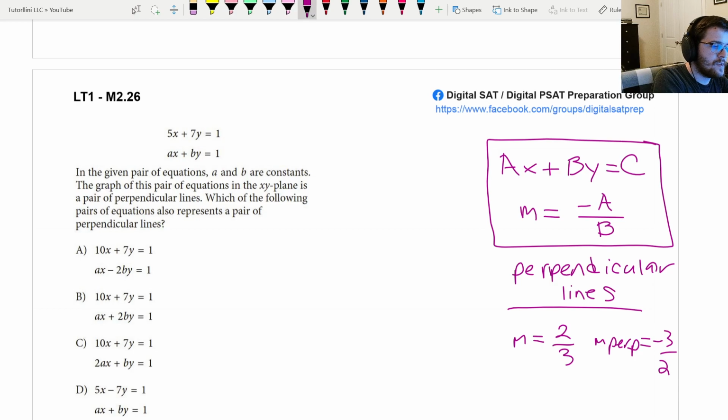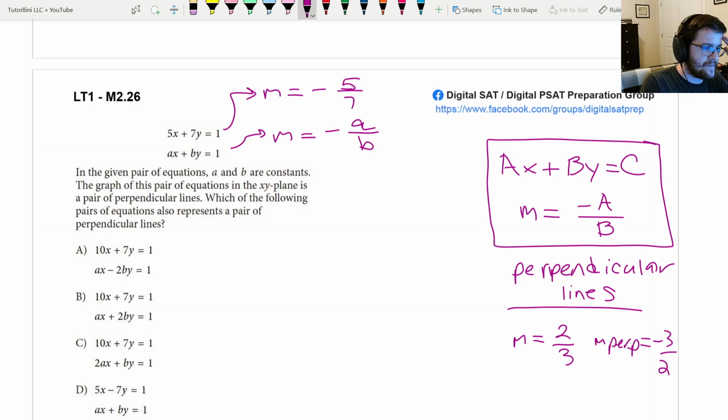So the slope of this one is -5/7. A/B. The slope of this one is -a/b. Okay. So these guys are opposite reciprocals.